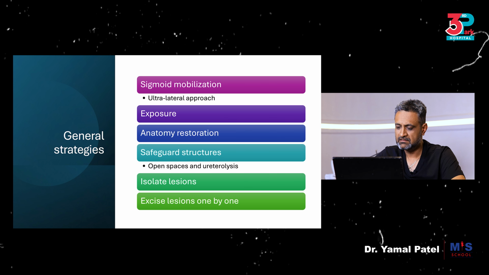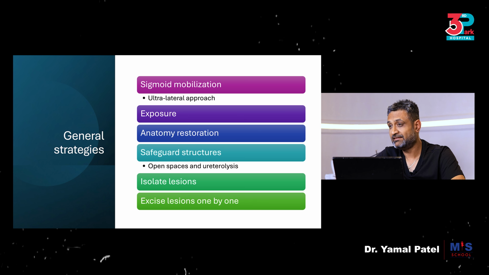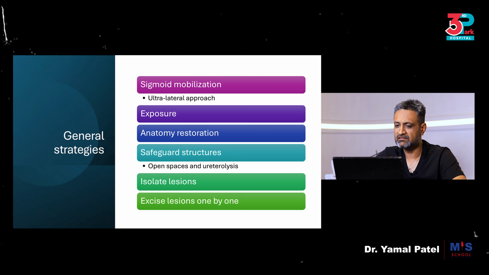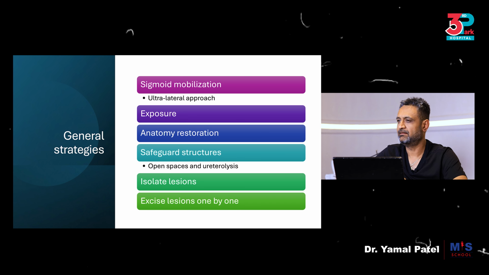Safeguard the structures. That would include doing a ureterolysis and safeguarding it, opening the avascular spaces, keeping them secure, isolating the lesions, and only then would one start by excising the lesions one by one. So you don't attack the lesions directly from the very start. You start from the lateral approach where it's all normal anatomy still outside the pelvis, and then head towards the lesions, but not directly attacking the lesions.